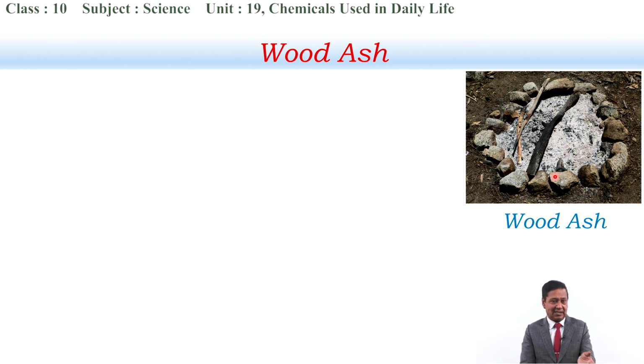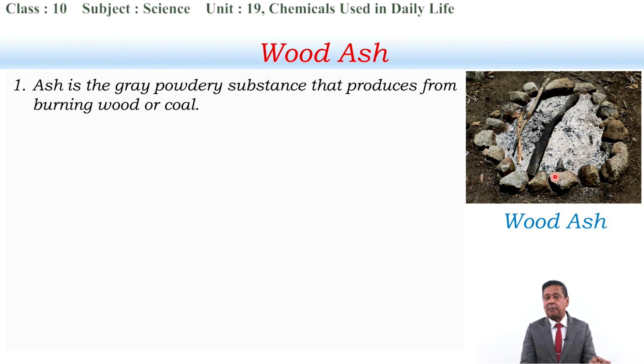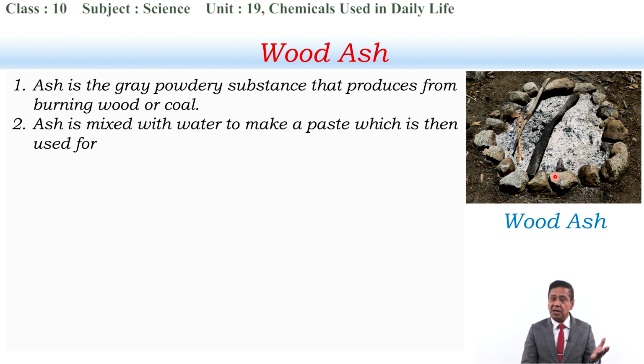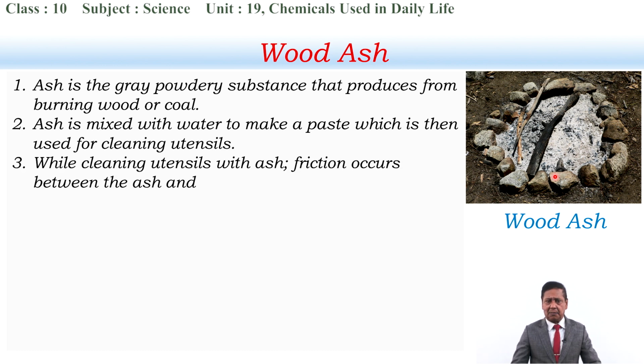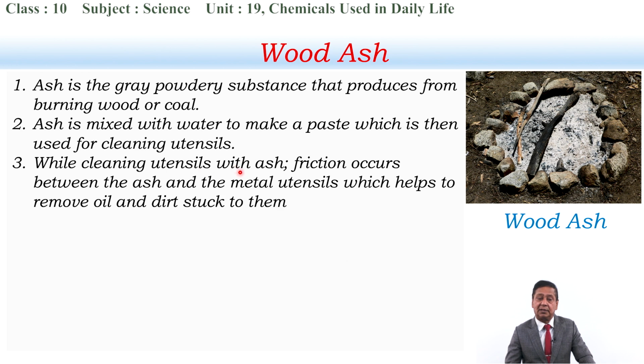Till now in villages it is used a lot, but in city areas and towns, we are now dependent on soap. Okay, ash is the grey powdery substance that is produced from burning wood or coal. Another piece of information: ash is mixed with water to make a paste, which is then used for cleaning utensils. And how does it clean exactly? By friction. While cleaning a utensil with ash, friction occurs between the ash and the metal utensil, which helps to remove oil and dirt stuck to it.